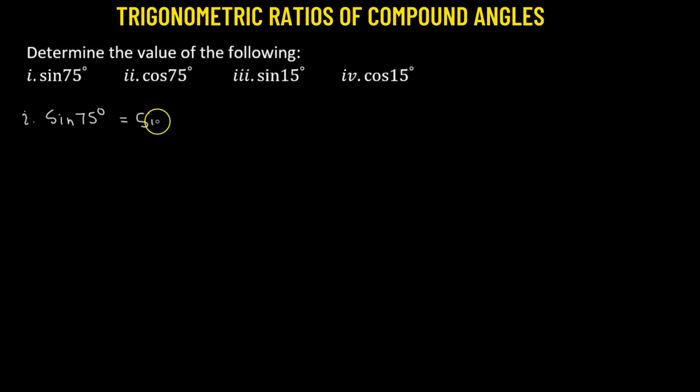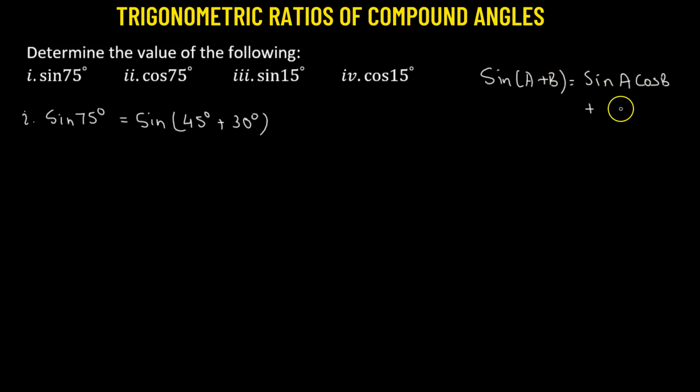For instance, sine 75 degrees can also be expressed as 45 degrees plus 30 degrees. So 45 plus 30 adds up to 75 degrees. Now when doing so, we can expand it in the form sine (A plus B). Sine (A plus B), when we expand it, equals sine A times cosine B. And since we have a positive sign here, it will be plus cosine A times sine B.